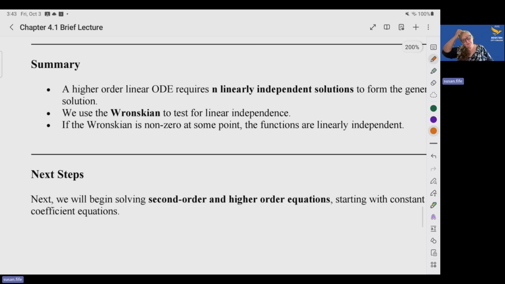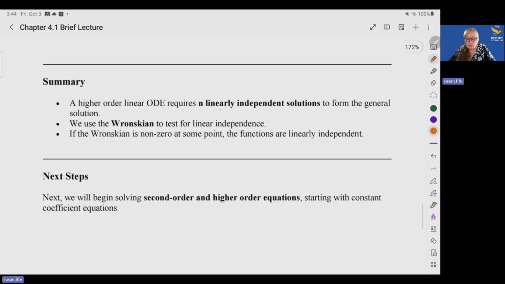Oh, I should have done another example. But as a brief lecture, this is section 4.1. So just a summary, higher order linear ODE requires n linearly independent solutions to form a general solution. If you have an nth order ODE, you need n linearly independent solutions. You can use the Wronskian to test for linear independence, and if the Wronskian is not equal to 0 at some point, then the functions are linearly independent.